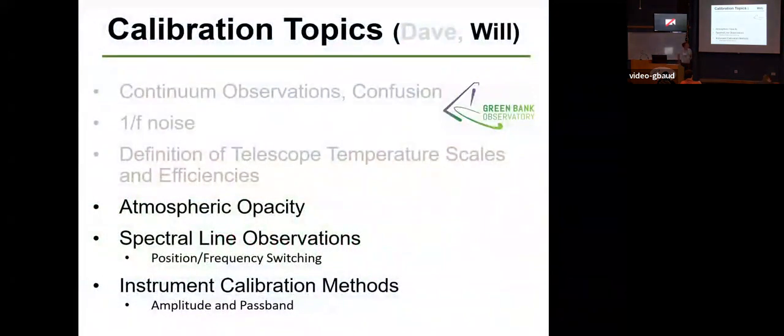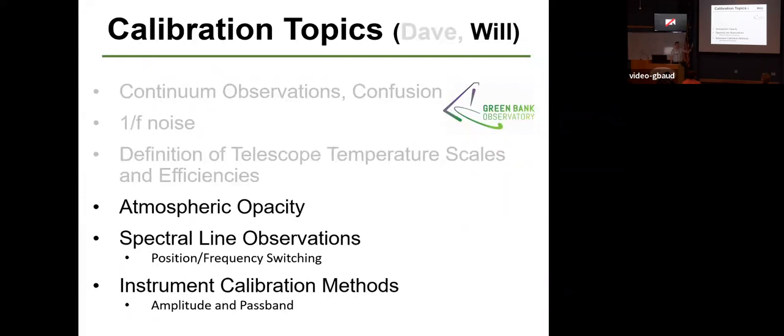So you've seen what Dave went through: confusion with continuum observations, 1/f noise, definition of telescope temperature scales and efficiencies. And I think that one slide that Dave showed, with TA prime and TA star, is a really useful reference. I would recommend that you pull that off of the PDF, because in very few places is that all contained in one spot so clearly.